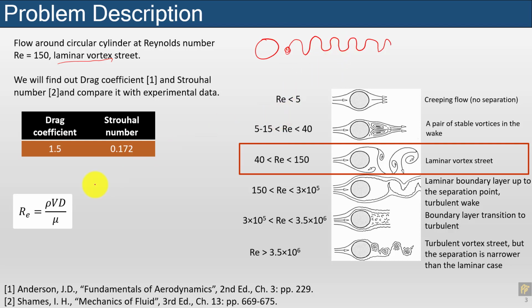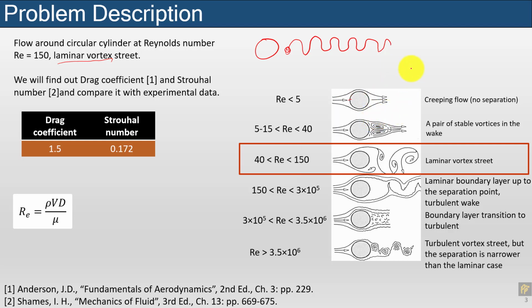So now, before I discuss the data, I want to discuss this graph. I will discuss the Reynolds number definition also. When the Reynolds number is less than 5, this is a creeping flow, meaning the flow is dominated by viscosity, and therefore you don't see any vortex structure here. There is no separation at all, and the flow is fully attached on the complete cylinder from start to end.